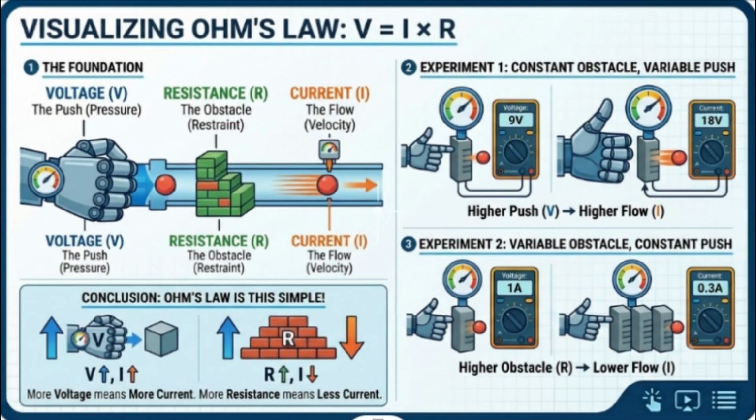At first glance, it may look like just another equation, but this single formula is one of the most powerful tools in electronics. Let's understand what it actually means. Think of voltage as the push, think of resistance as an obstacle, and think of current as the resulting flow. If we increase the push while keeping the obstacle the same, more current flows. If we increase the obstacle while keeping the push the same, less current flows. That's exactly what Ohm's law tells us. More voltage means more current. More resistance means less current. Simple. Let's see this in action.